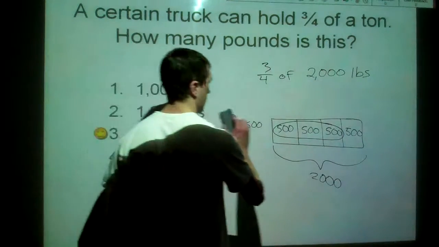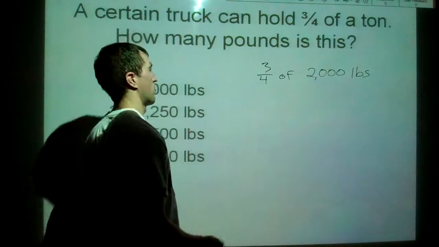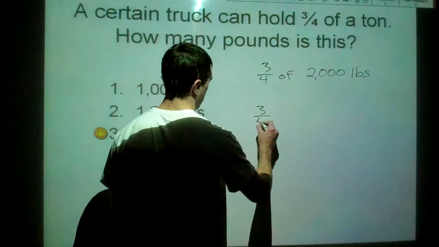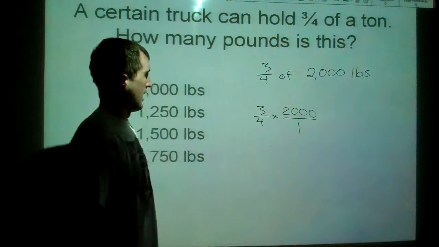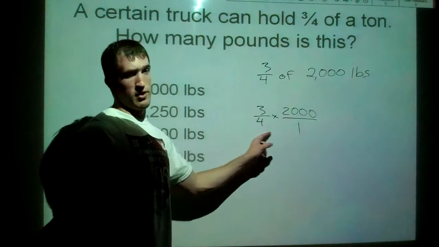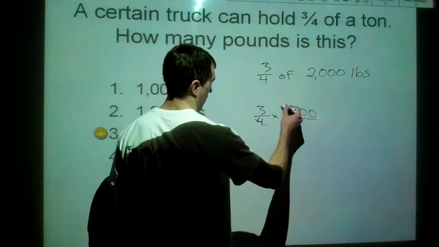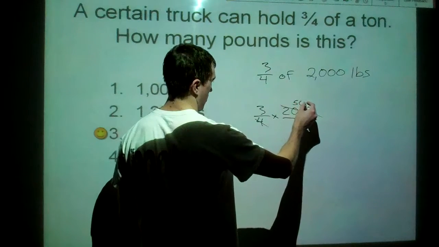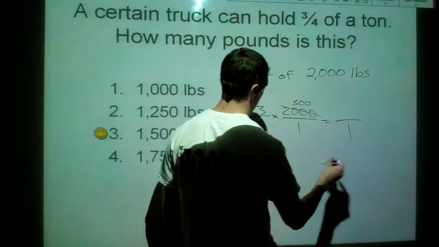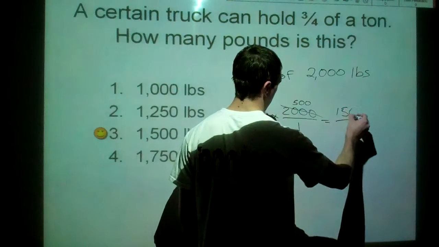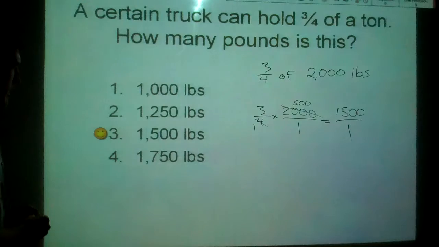A much faster way, like I said, you could turn this into a decimal and multiply, or you could multiply by a fraction. 3/4 times 2,000 over 1. And here's where we can see we're going to be dividing by 4 eventually, so I'm just going to do that right away. 2,000 divided by 4 is 500. 4 divided by 4 is 1. So 1 times 1, 1. 3 times 500, 1,500. And 1,500 over 1 is 1,500. So that's another way we could have gotten it.